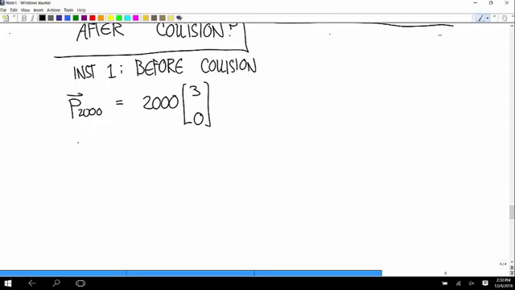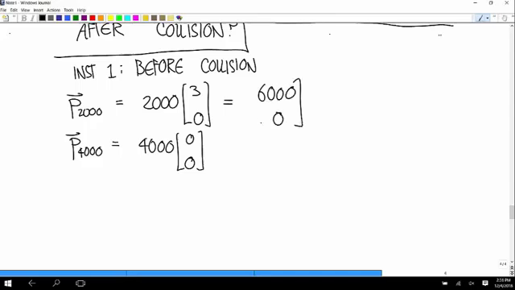And the linear momentum of the 4,000 kilogram train car is 4,000. What's its velocity vector? Yep, 0, 0. And so the 2,000 has momentum of 6,000, 0. That's in kilogram meters per second. And the 4,000 has a linear momentum of 0.